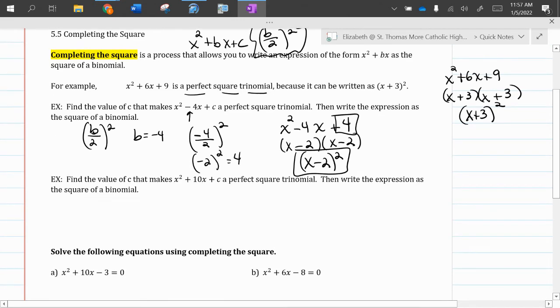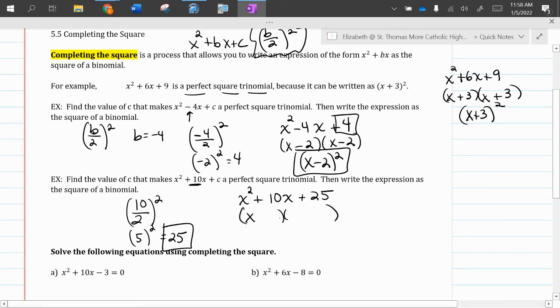Let's do that again. Find the value of c that makes x squared plus 10x plus c a perfect square trinomial. The b in this example is 10. So I'm going to do 10 divided by 2, and then square it. 10 divided by 2 is 5, and 5 squared is 25. So the c that makes a perfect square would be 25. That means my trinomial is x squared plus 10x plus 25. When I factor it, I get x plus 5 times x plus 5, which we can write as x plus 5 squared.